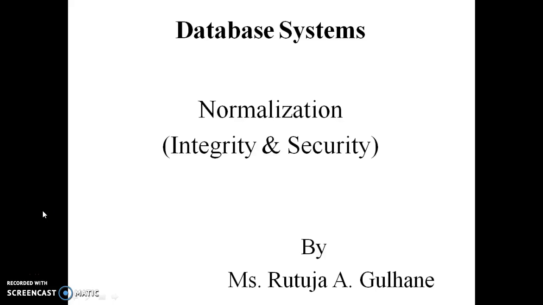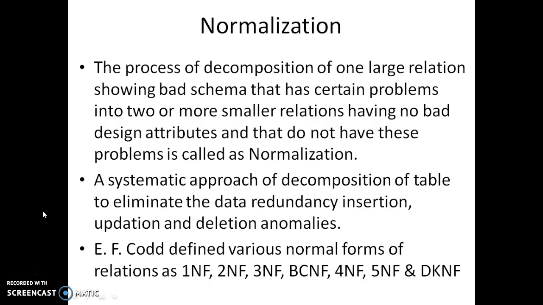The topic is normalization from the database system domain. Let's discuss what normalization is. It is a process of decomposition of one large relation showing bad schema that has certain problems into two or more smaller relations having no bad design attributes and that do not have these problems, which is called normalization.